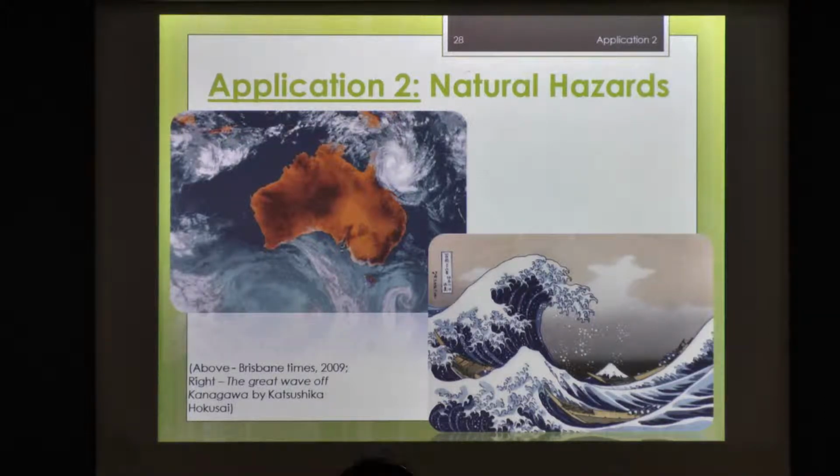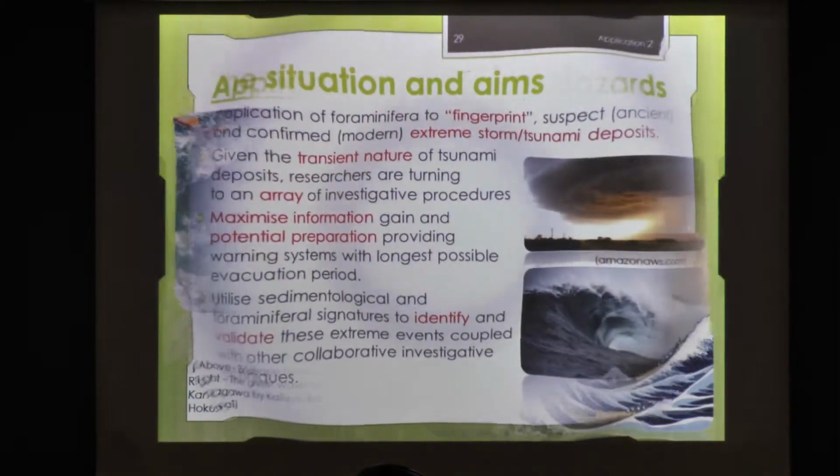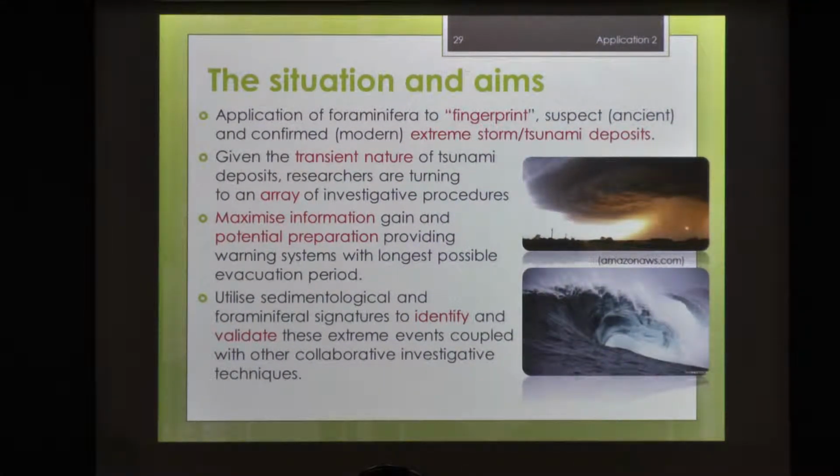So the natural hazard work was sort of part of my PhD, and basically the idea was, could you fingerprint tsunami deposits and also potentially extreme storm deposits using foraminifera? One of the key questions in paleo natural hazards research is, can you tell the difference between a paleo tsunami and a hurricane or a cyclone or a big storm event?